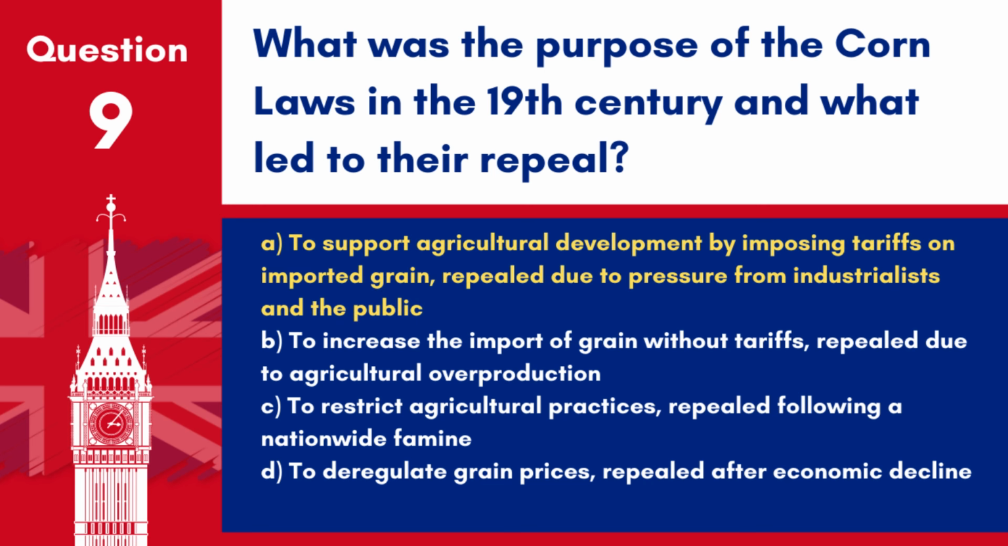Answer. A. To support agricultural development by imposing tariffs on imported grain, repealed due to pressure from industrialists and the public. The Corn Laws were designed to protect British agriculture by imposing tariffs on imported grain, but were repealed in 1846 following widespread public protest and the influence of the Anti-Corn Law League.